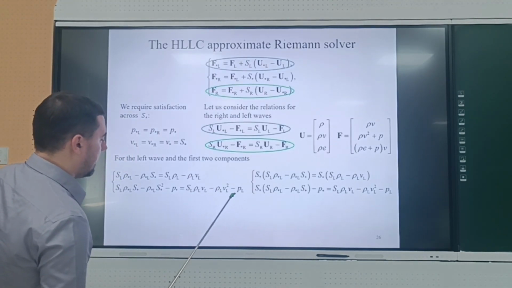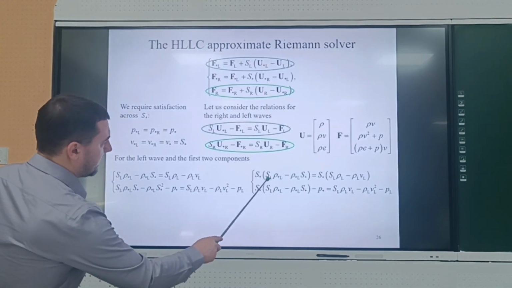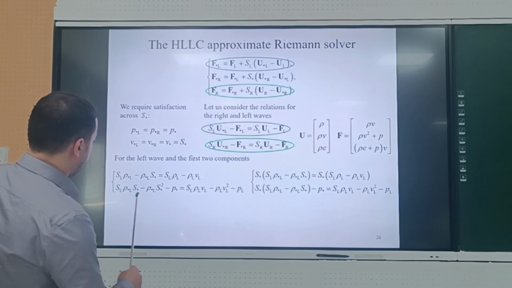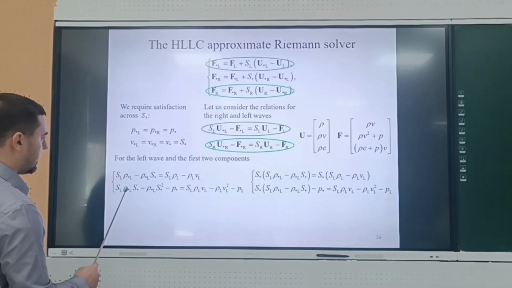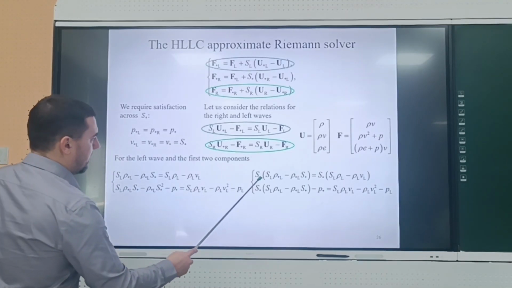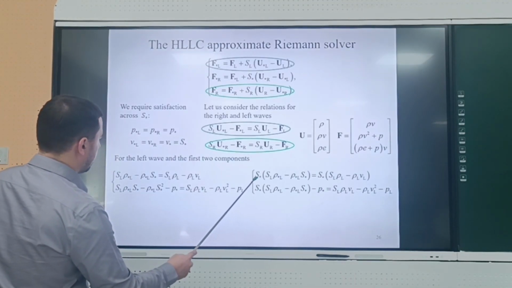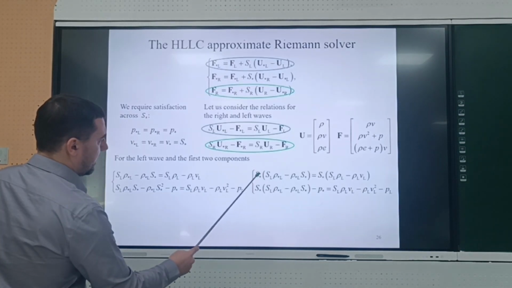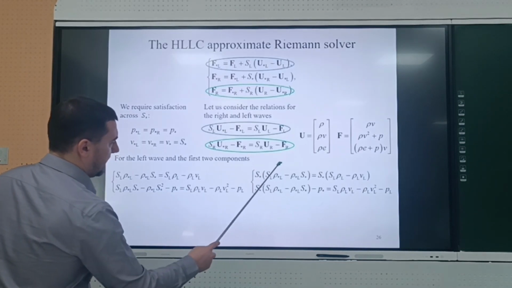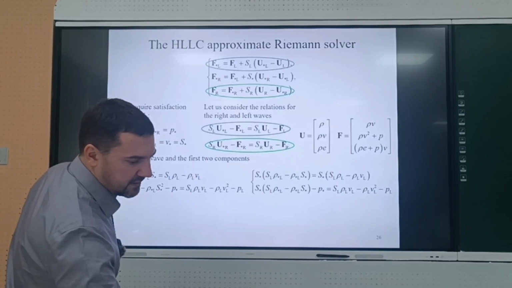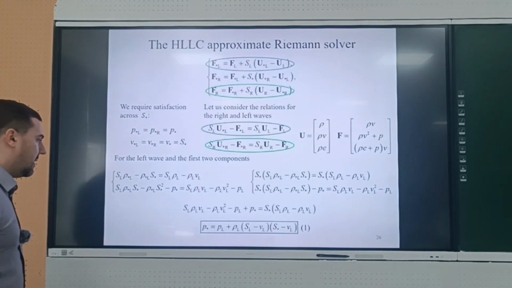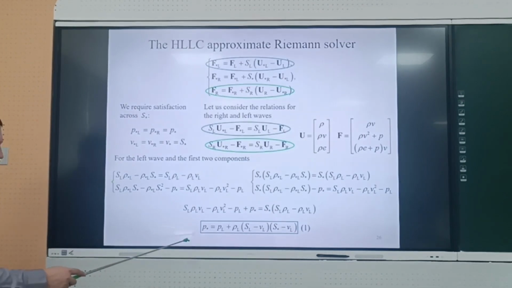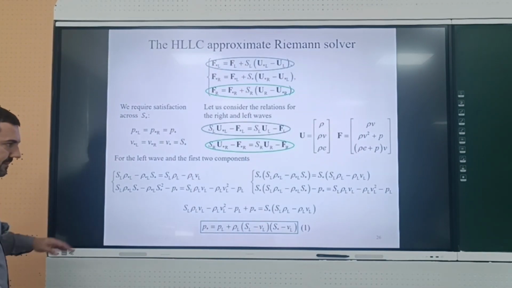Then the idea is that we want to exclude rho star L. That is why we factor out S star here, and we multiply both sides of this equation by S star, and then we express it here, put it here, just some arithmetics, not very difficult. And in this way we obtained the relationship between P star and S star.